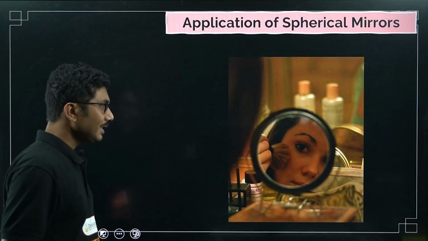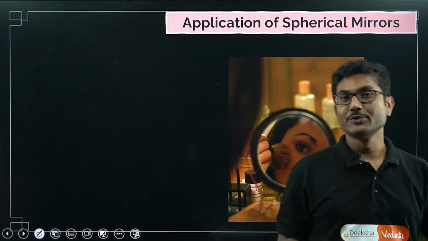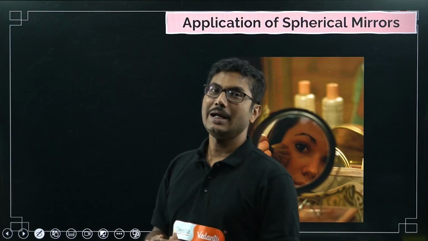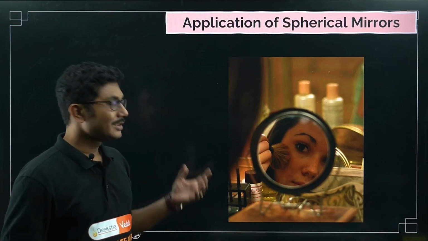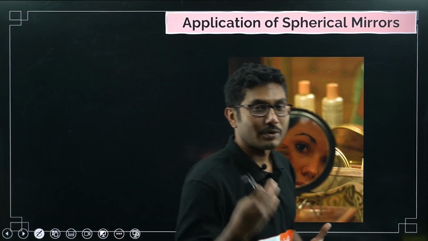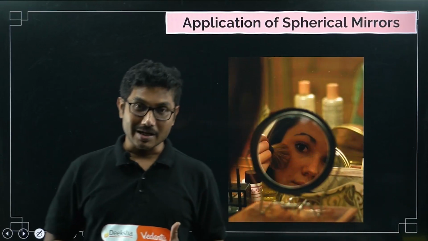Now, if your mother or your sister or you yourself use a makeup mirror, that makeup mirror is basically a concave mirror, because we know that when the object is kept closer to the focal length, it produces a virtual and enlarged image.